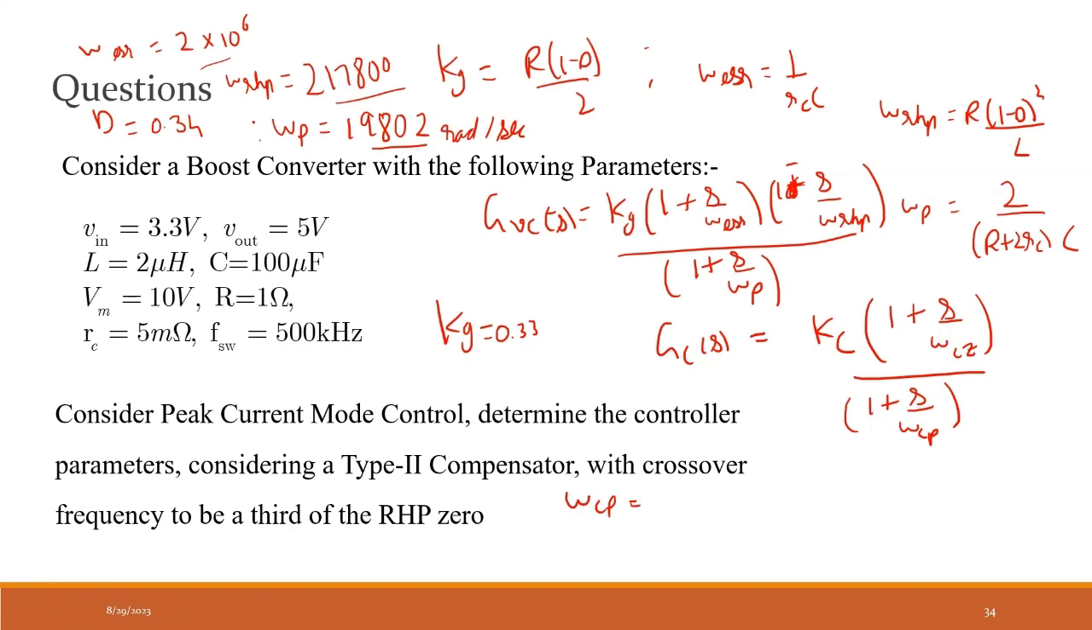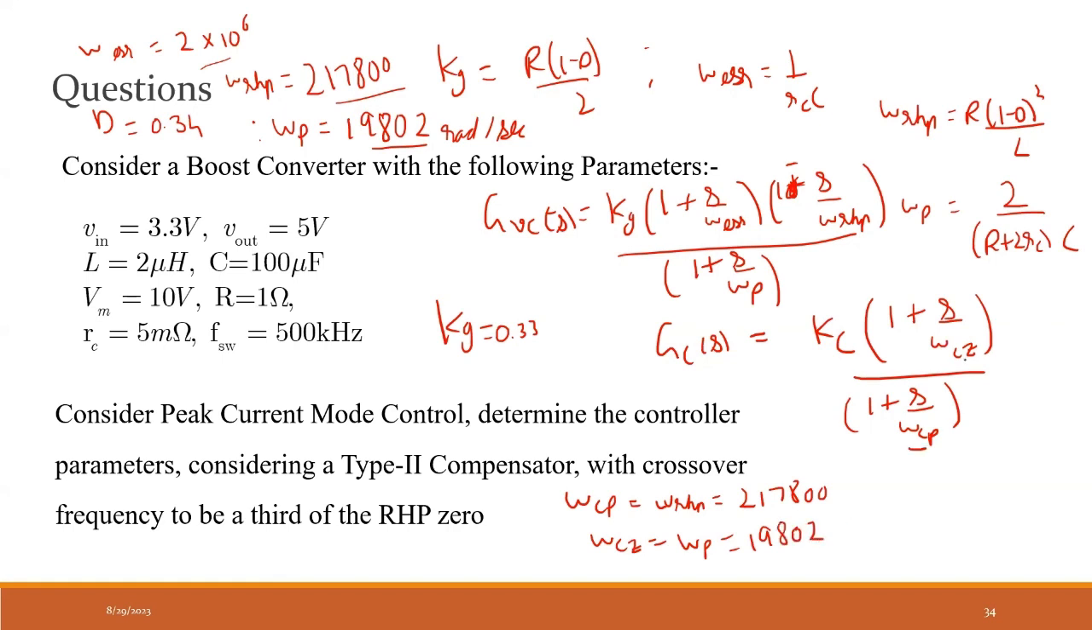Sorry, it has to be 21780. Yes, it should be equal to omega RHP, so it will be 21780. Then my omega CZ, what will be the value of omega CZ? It has to be 19802. Yes, it will be omega P, so it will be 19802.